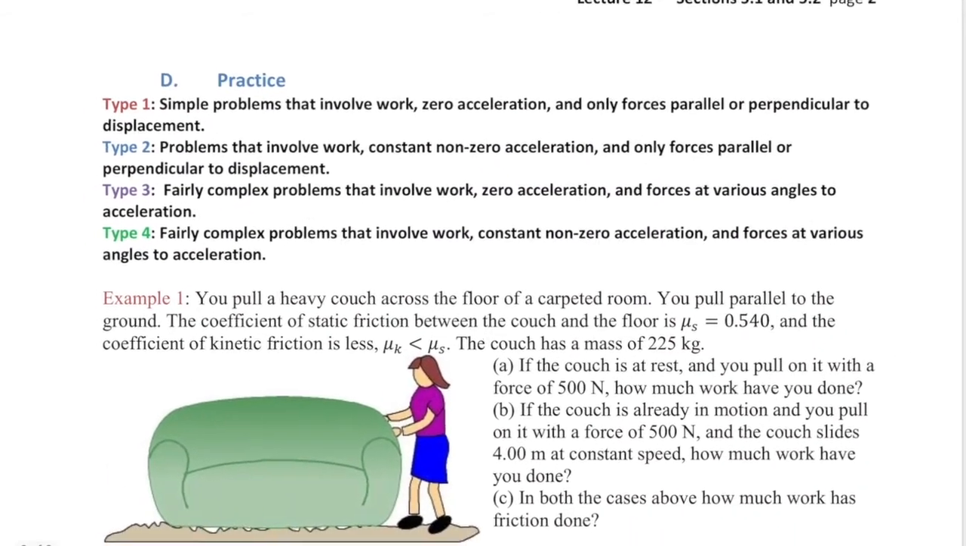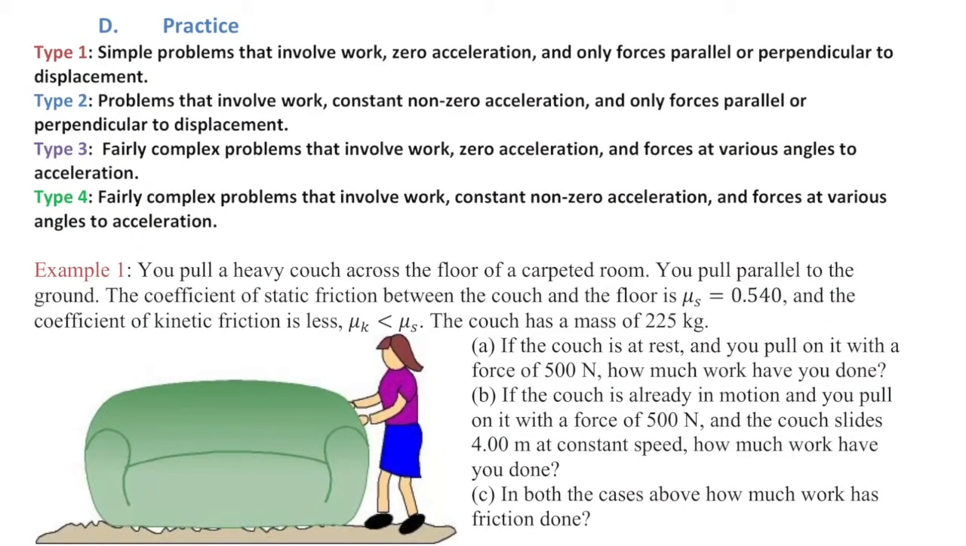So we've got a few types of problems. Type 1: simple problems that involve work, zero acceleration, and only forces parallel or perpendicular to displacement. So kind of simple in terms of angles. Basically, it's always going to be cosine of 0 or cosine of 180. Then type 2: problems that involve work, constant non-zero acceleration. So in other words, the net work is not going to be 0. In type 1, the net work is 0. And if that isn't immediately apparent, that's fine. That's the whole purpose of this, to get practice with it and see those connections. So anyway, type 2 has constant non-zero acceleration and only forces parallel or perpendicular to displacement.